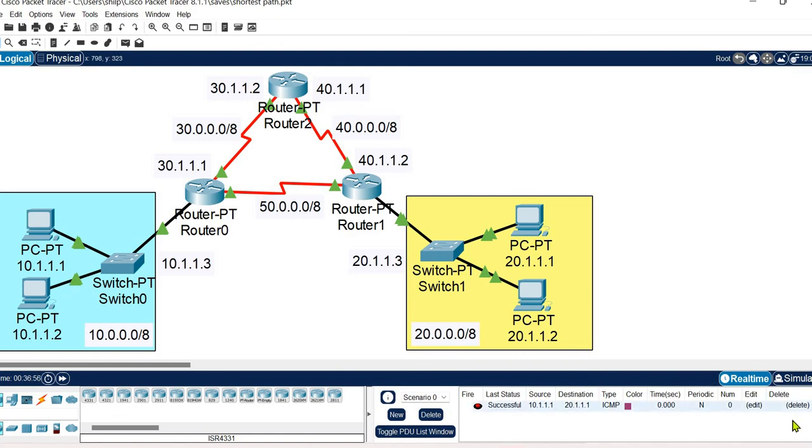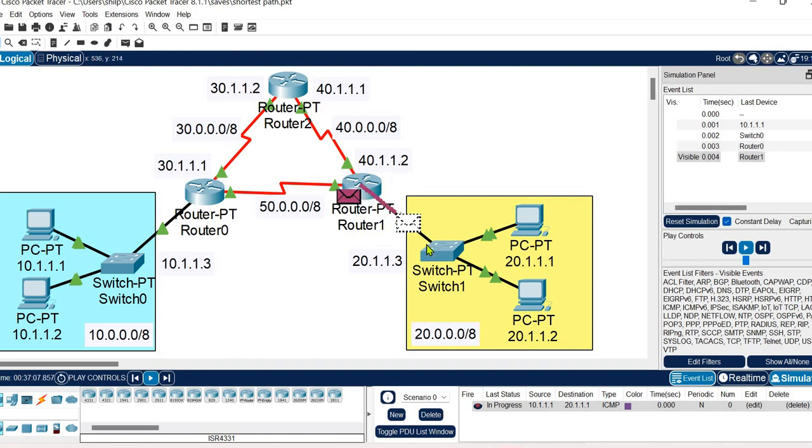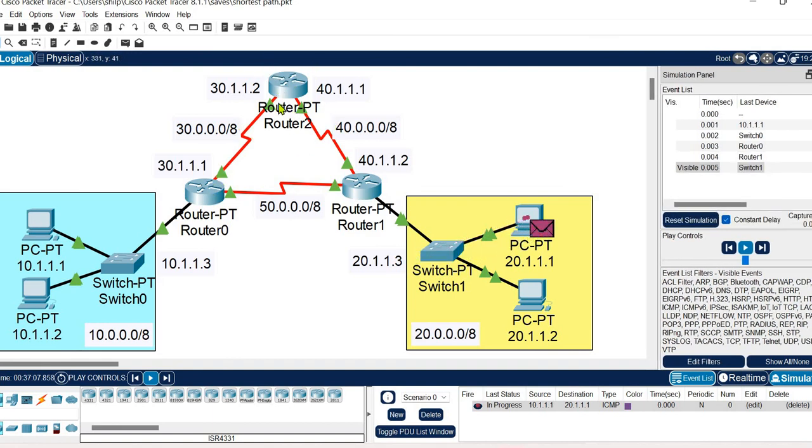Now we got the success, and let's simulate whether the router has chosen the shortest route or the longest route, meaning this route or this route. Let's see this. Router 0 should choose the shortest. Yes, router 0 has transmitted the packet to router 1, and router 1 will transmit the packet to network 20. The router has not chosen the other route because it had one more hop, one extra hop to transmit the packet. So this is the dynamic routing.